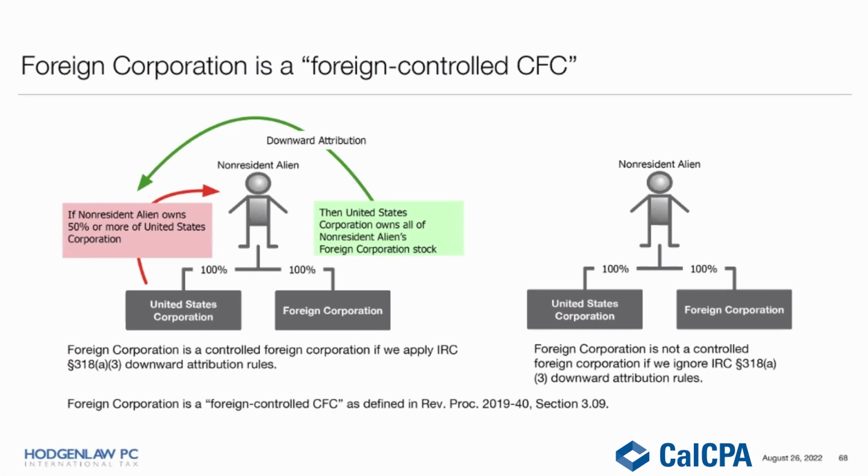See, so I've given you the example here where it's a foreign controlled CFC, because if we apply the downward attribution rules, we have to pretend that the U.S. corporation owns the stock of the foreign corporation. But if we don't apply the downward attribution rules of 318(a)(3), then it's just a normal situation and it's not a CFC at all. The foreign corporation is not a CFC. So that's why the foreign corporation is a foreign controlled CFC. And so far, we're squarely within the bucket of the definitions that Rev. Proc. 2019-40 is trying to solve problems for.